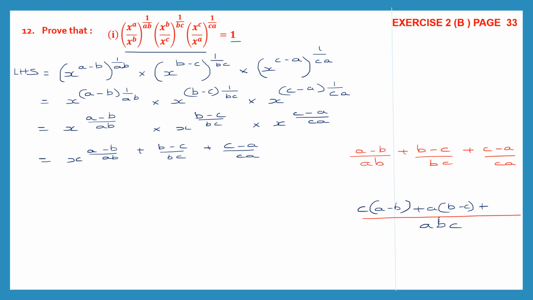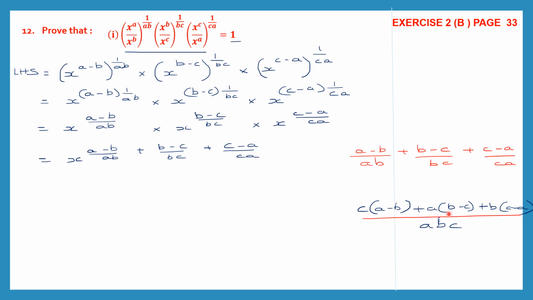Take the last fraction as it is, (c minus a) by ca, and multiply it with the LCM, which is abc. Now I can cancel a and c. So what do I have? b, so b into (c minus a). So I need to write that as plus b into (c minus a).